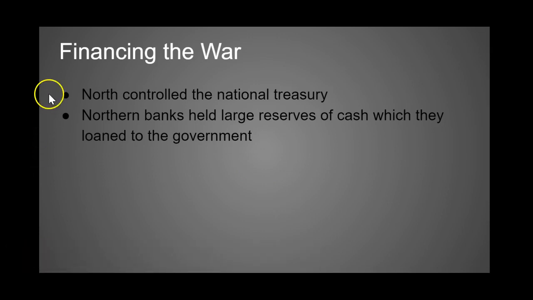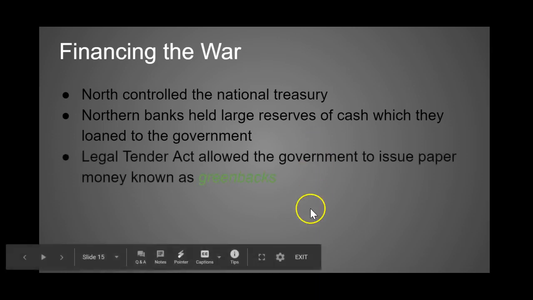So even though the North controlled the national treasury, you still have northern banks that are privately owned that have a large amount of cash money. So think of green paper money, which they loaned to the government. There's not as much available cash in the South that they can loan to the Confederacy or that Southern banks can loan to the Confederacy, okay?